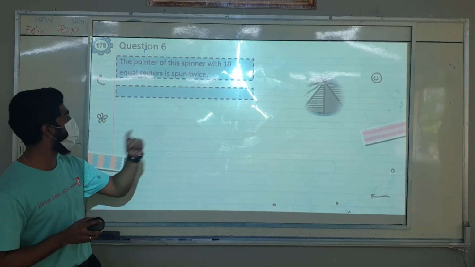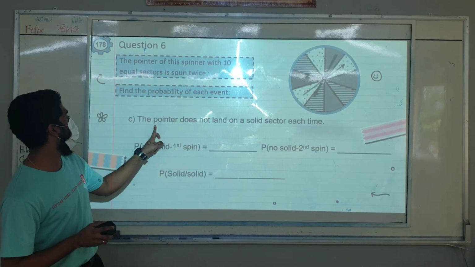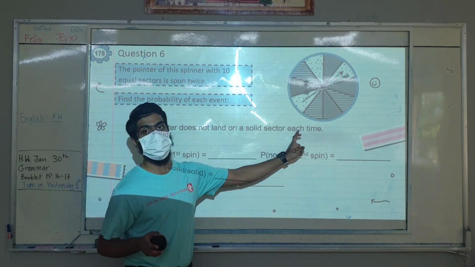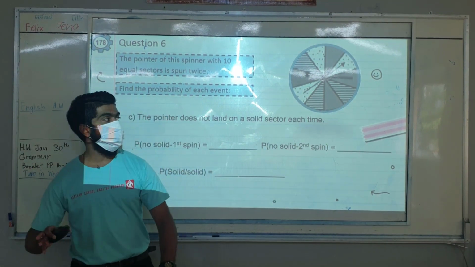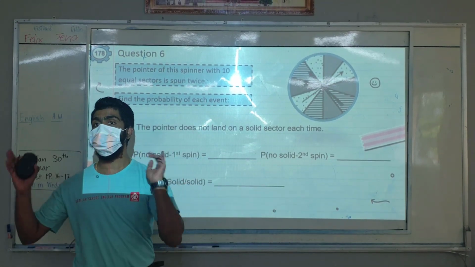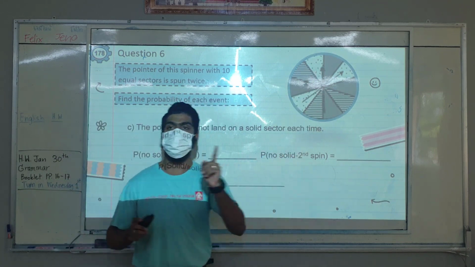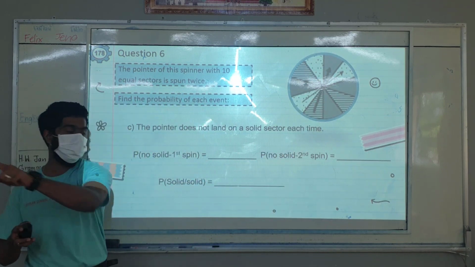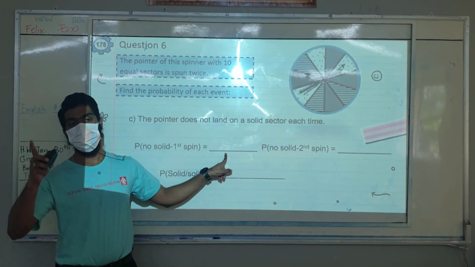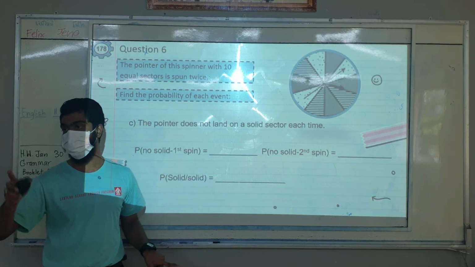Let's see. And it is still talking about a spinner here. So in this one, they're asking the pointer does not land on a solid sector each time. So we are talking about all the other sectors which are not solid. So how many sectors are not solid? 6. So very good, 6. So what will the probability be of not solid? 3 over 5. Very good, 6 over 10, which is equal to 3 over 5.